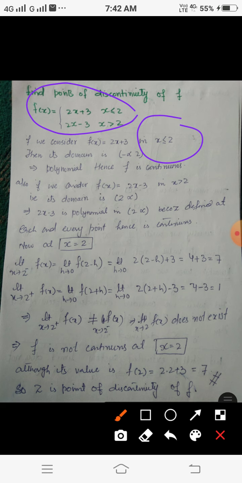So if we consider the domain minus infinity to 2, that is the open interval minus infinity to 2, clearly this function is defined by 2x plus 3. So here 2x plus 3 is a polynomial, which implies that 2x plus 3 in the domain open interval minus infinity to 2 is continuous.